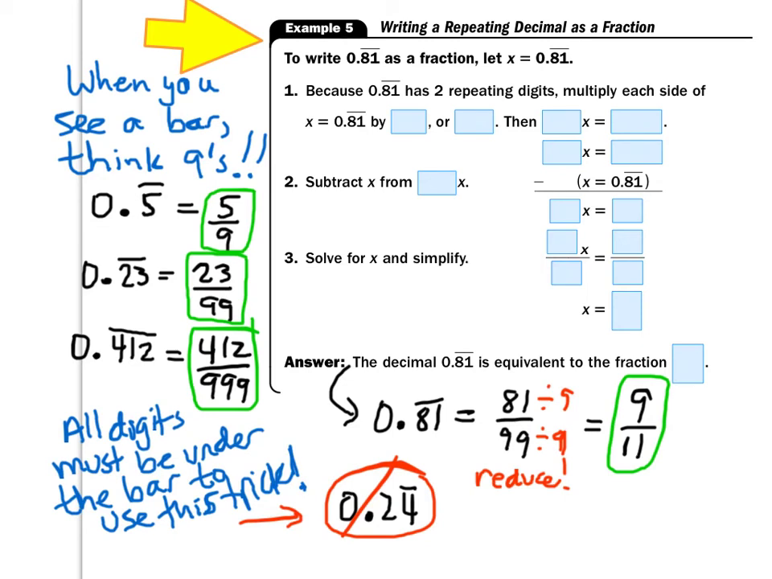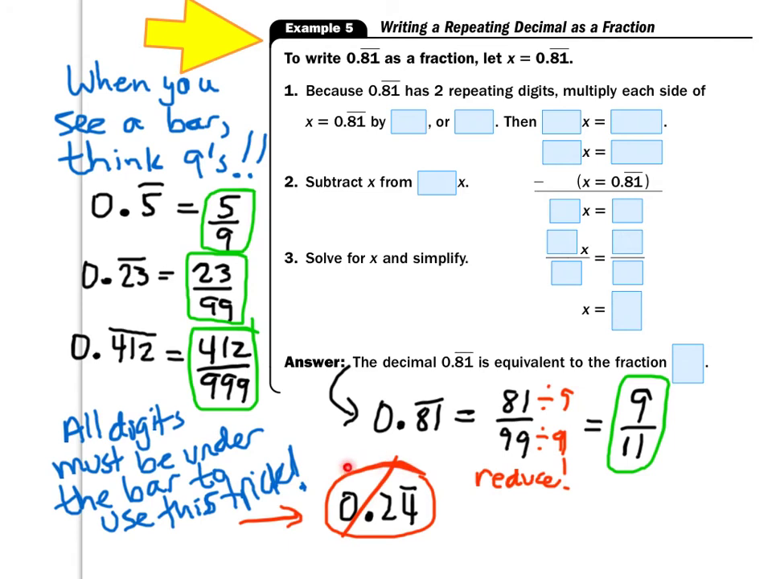Take a look at the last example, 0.412 with a bar over all three of them. Well, since three numbers are repeating, I'm going to put 999 in the denominator, and this would be 412 over 999. So you can always use this trick as long as all the digits under the bar are repeating, okay?